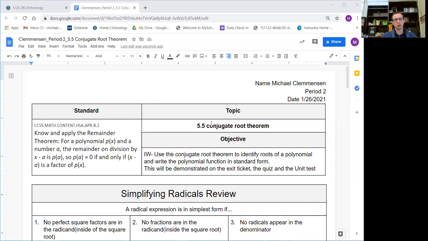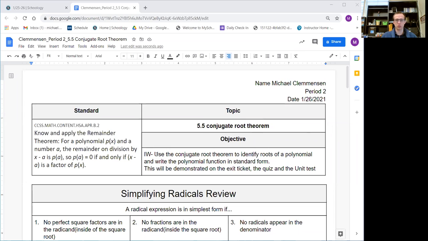So today's topic is 5.5, conjugate root theorem. Our objective for today is I will use the conjugate root theorem to identify roots of a polynomial and write the polynomial function in standard form. Those are two main ones.